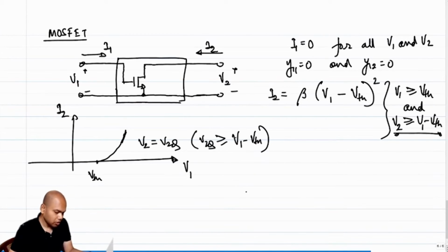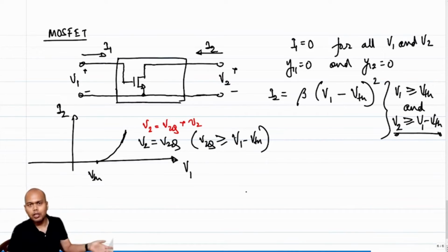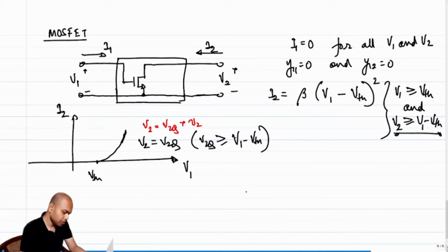So what happens if I change V2, from V2 equal to V2Q to V2Q plus a small v2? What do you think will happen if we follow the equation that we have just sketched? Note that this equation for the current I2 is independent of the voltage V2. So whatever happens at V2 will have no bearing on the current I2, which means it will follow the same curve, as long as these two conditions are met.